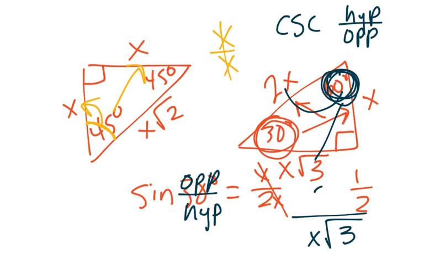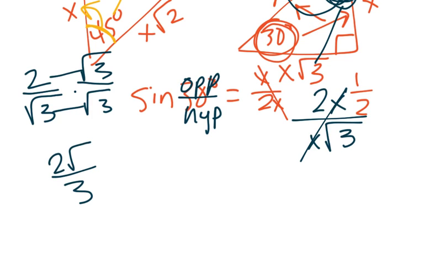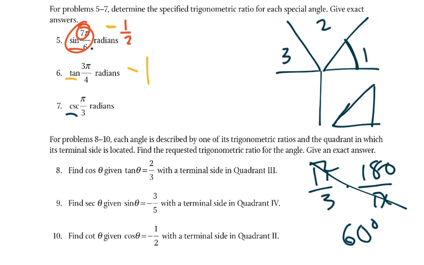The hypotenuse is 2x. The x's cancel, so I get 2 over square root of 3. Problem is we can't have that on the bottom, so we times by the square root of 3 over the square root of 3. That becomes 3. That becomes 2 times the square root of 3. Okay? They're both positive because they're both in the upper right. So it's 2 square roots of 3 over 3 for the cosecant. And those are our exact answers. Okay? And you'll see those numbers popping up a lot when we deal with these special angles.